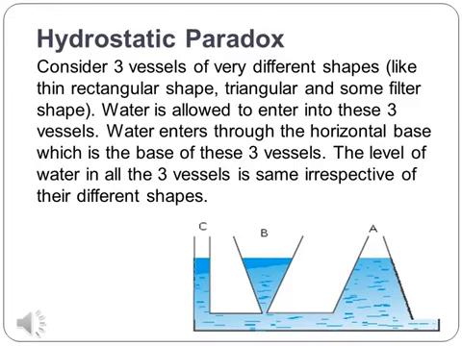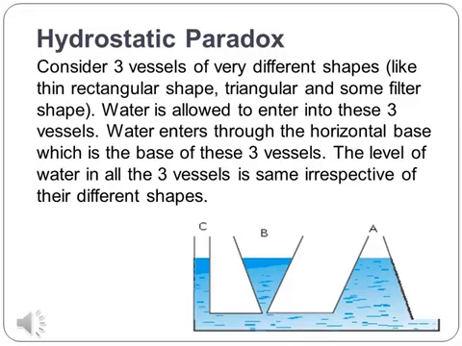Consider three vessels of very different shapes like thin rectangular shape, triangular shape and some filter shaped, or funnel shaped or conical shaped. And we have a source from which water enters into three vessels. Water enters through the horizontal base, which is the base of the three vessels. We observe that the level of water in all three vessels is same irrespective of their different shapes.